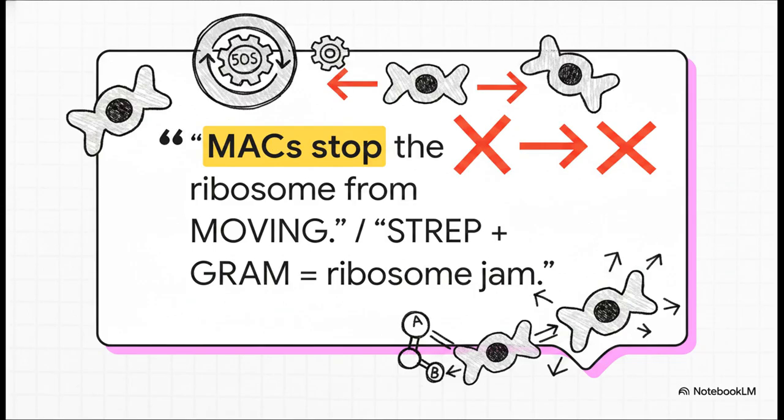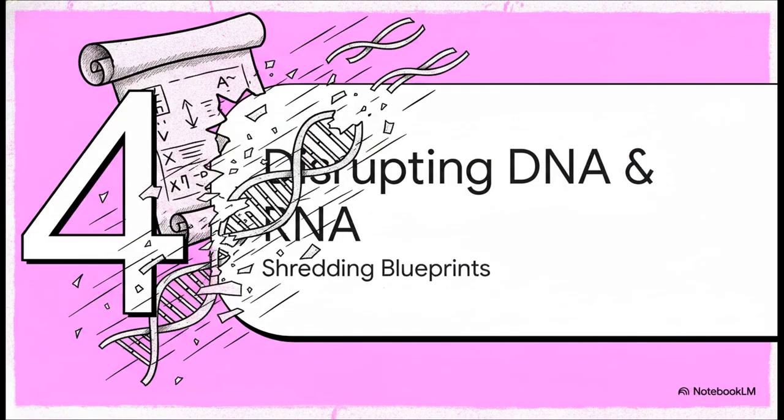Macrolides like erythromycin and azithromycin bind the 50S and physically stop the ribosome from moving, so that's blocking translocation. Meanwhile, the streptogramins like quinupristin and dalfopristin work together to create a complete ribosome jam. Just keep these simple phrases in your head, and you'll instantly map the drug to the correct 50S subunit and mechanism.